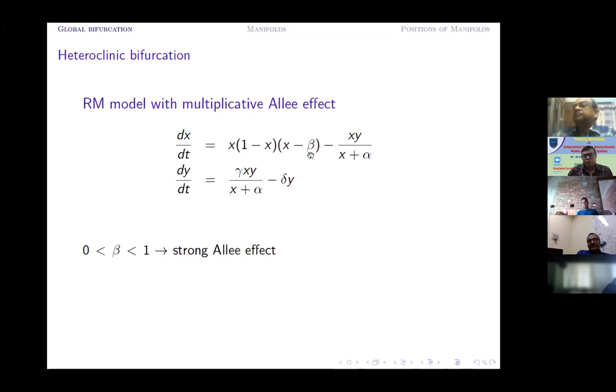So that means there is a threshold less than the dimensionless carrying capacity, that is 1, below which the per capita growth rate is negative. So that's why it is called a strong allele. And in this case, we are fixing the parameter beta at 0.2, alpha equal to 0.5, and delta equal to 0.2.